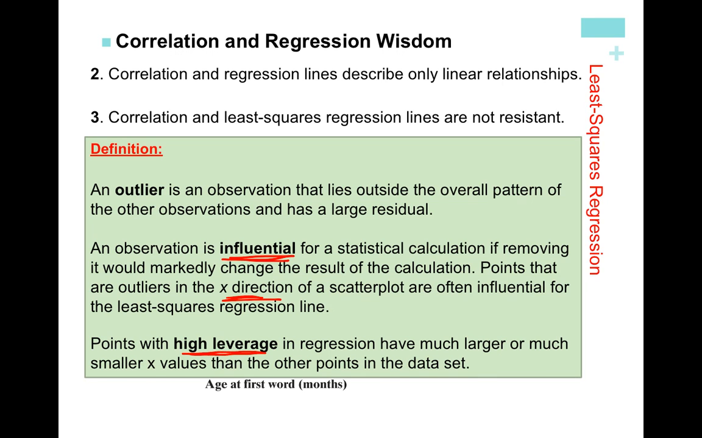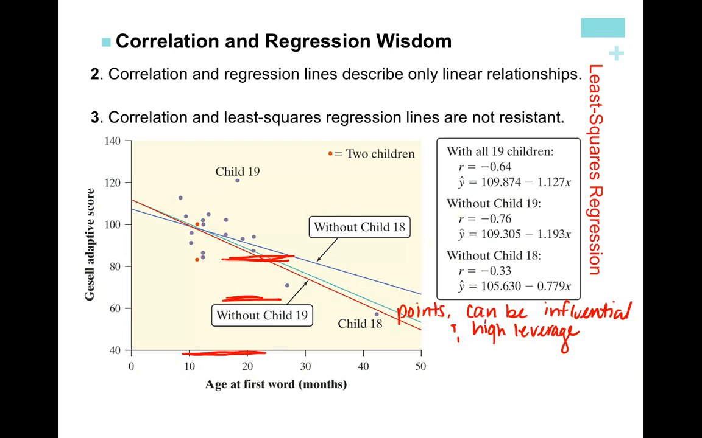And think of it like this. They're outside of that range of X values, but they pull or kind of leverage the line towards those points. So we'll say here, points can be influential and high leverage at the same time. So in this particular example, I would say child 18 is both influential and high leverage. It's an outlier in the X direction, so that makes it high leverage. It's leveraging or pulling that line towards it.